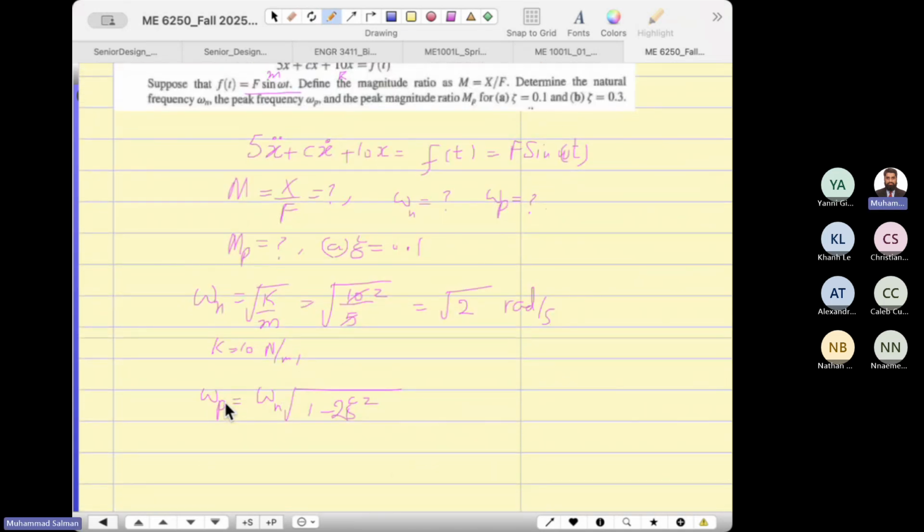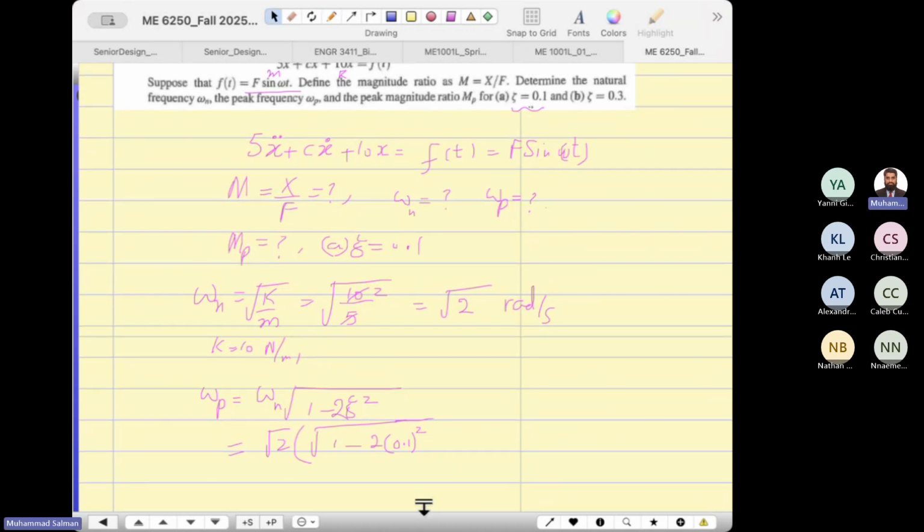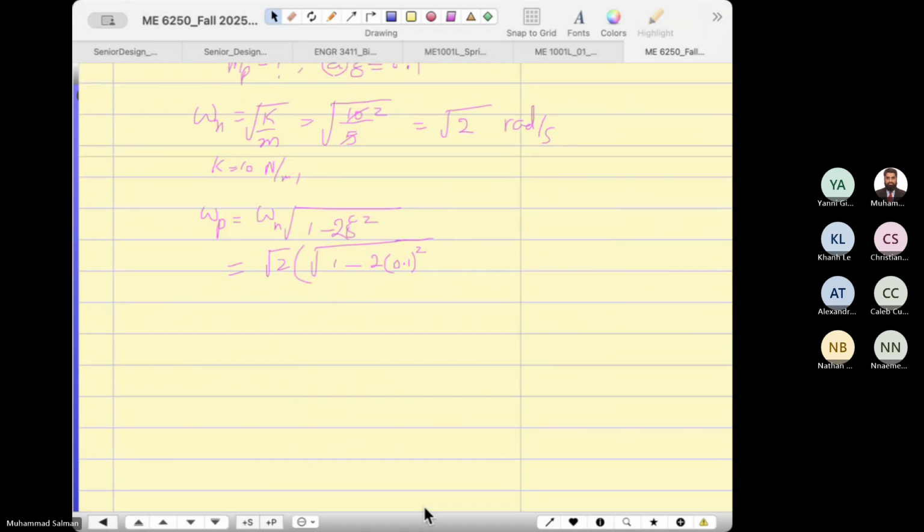So let's plug it in. Omega n is equal to square root of 2, square root of 1 minus 2 times 0.1. Let's use this one. So can you help your professor doing the calculation? Do you get 1.4?